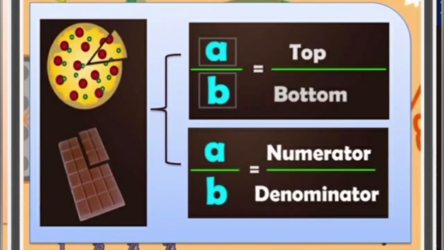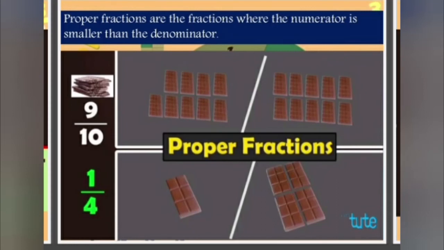Children, before moving to the exercise, be thorough with these topics, that is, which is the numerator and denominator of a fraction. If a by b is a number given, a is the numerator and the denominator is b. Denominator is the number which lies down, remember it that way. Now, what is proper fraction? Proper fractions are fractions where the numerator is smaller than the denominator. Example, 9 by 10, 1 by 4. Here the numerators are smaller.